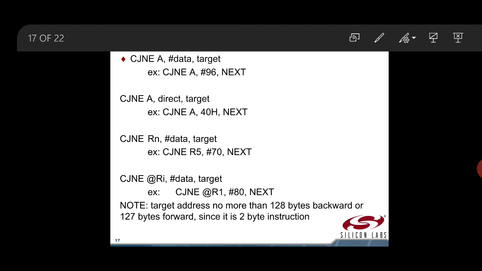CJNE Rn comma data comma target means the content of the register is compared with immediate data and jumps to the location called target. Similarly, CJNE @R1 comma hash data means the data pointed to by R1 will be compared with 80. If they are not equal, it will go to the location next. The very important point is that the target address must be not more than 128 bytes forward or 127 backward, and you need not worry about this. It has to be between these locations.